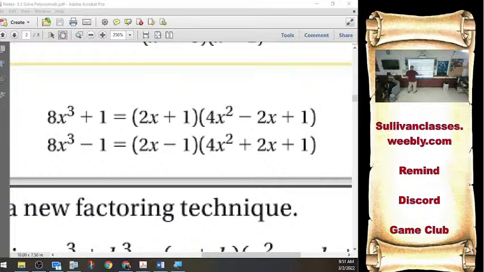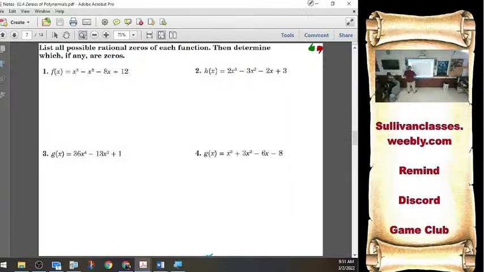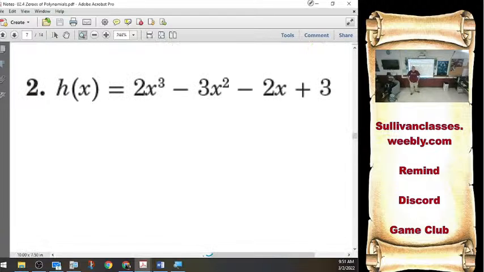Just a quick review on factoring. Factor this. It's factoring by grouping.